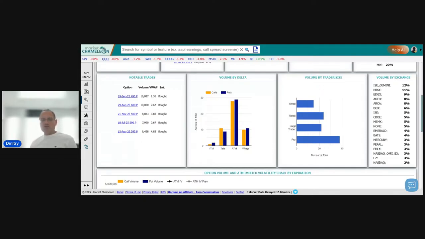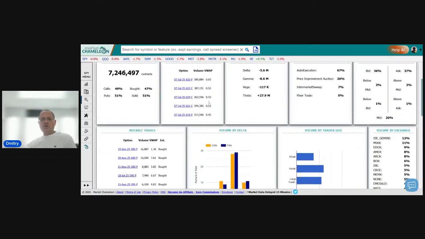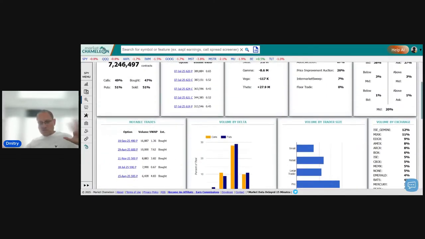Just looking at the two, we could gain some insights: what are the most active options, and where did the most notable trades happen, the larger trades that we detected on the day. That was what I wanted to cover today, just those two distinctions.